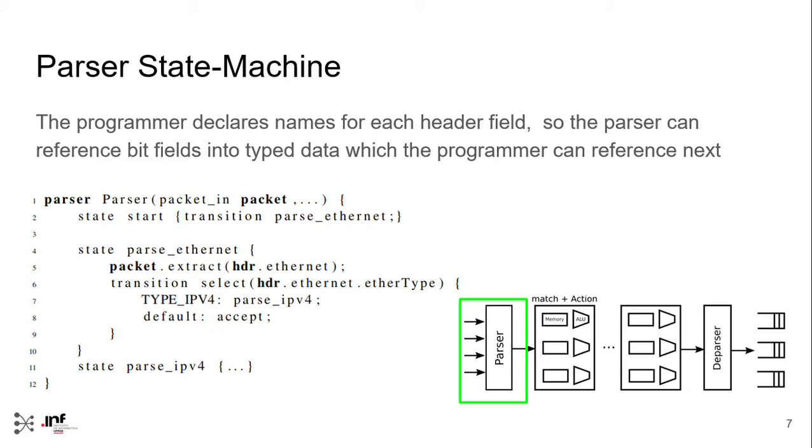Representing the figure, an example of a parser, which has three different states: a start state, a parse Ethernet state, and a parse IPv4 state. In the parse Ethernet state, we have two possible transitions: one transition for parse IPv4 and one accept transition.